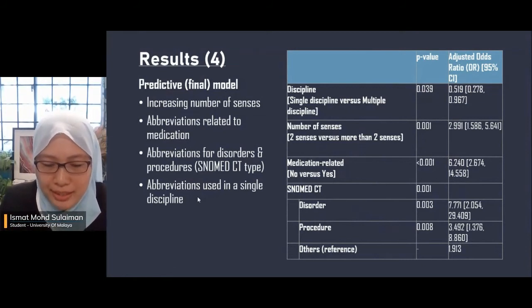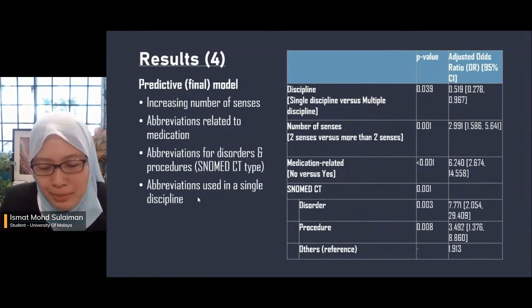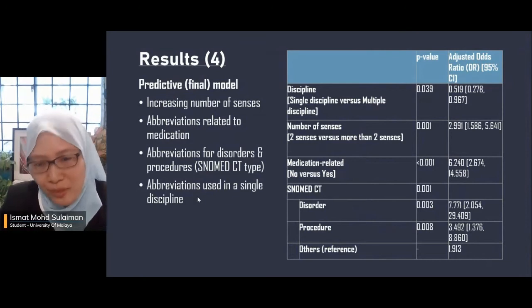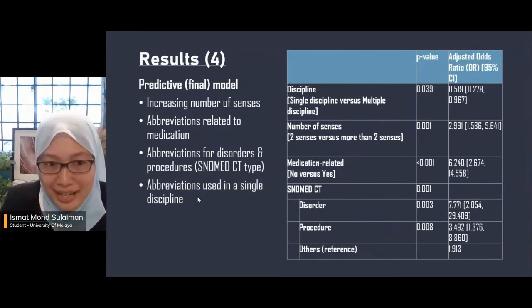And finally, a final finding from us is that those who use single abbreviations in a single discipline, in the same discharge notes, tend to be more dangerous. We think it's because when you are in a single discipline, you think that it won't be used by other disciplines. When you use it across multiple disciplines, you are more aware and more careful. You know that your colleagues from other disciplines are reading it, so you use fewer abbreviations that are ambiguous.